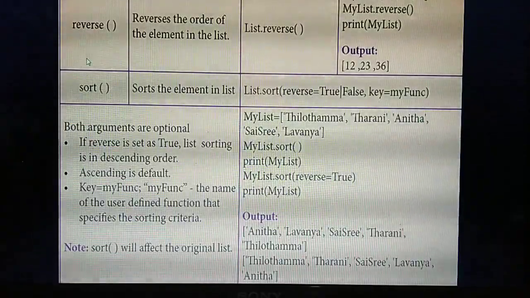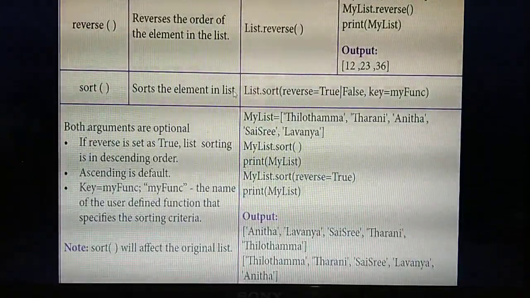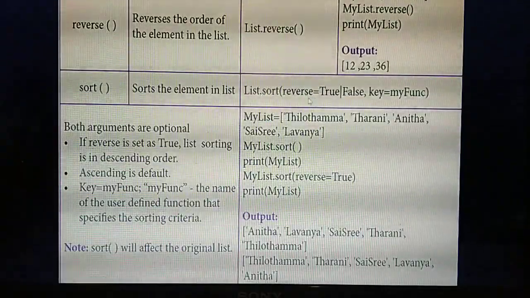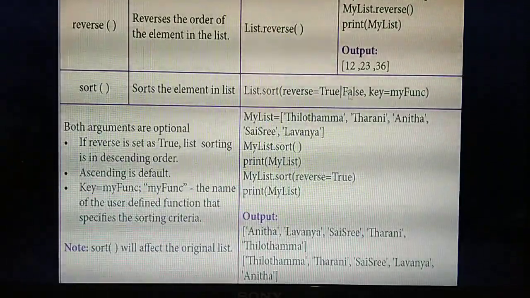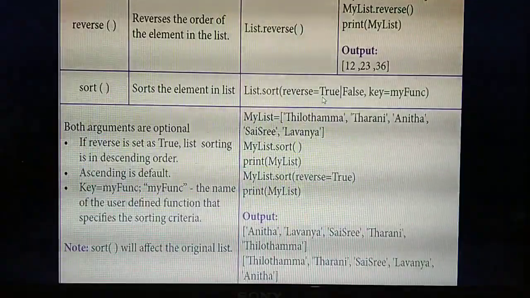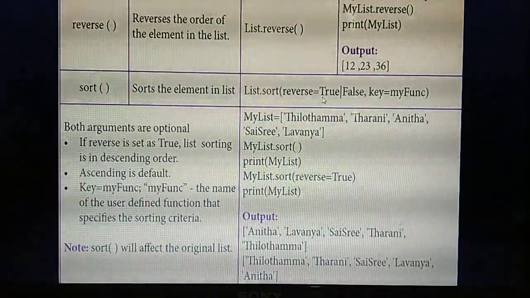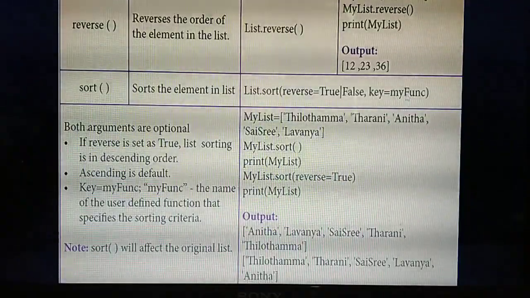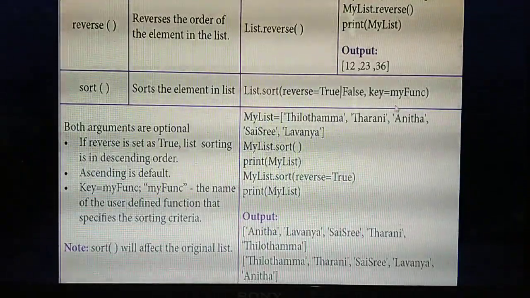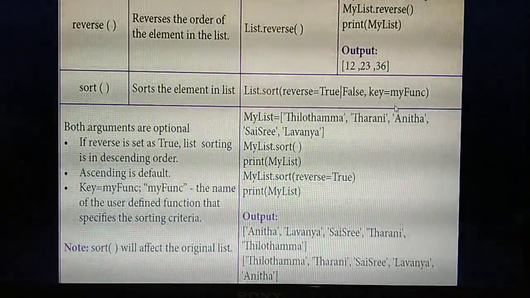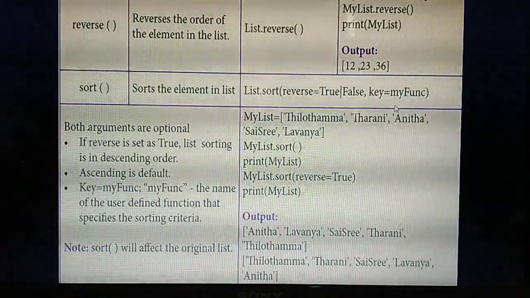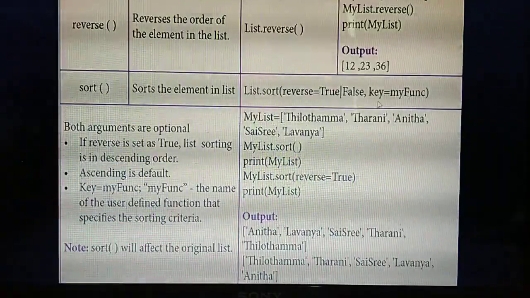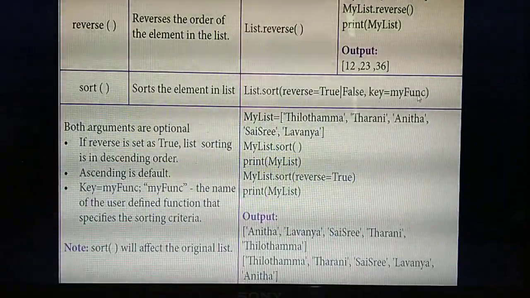Okay, for that, listen, what's the syntax? The name of the list dot sort, and inside you can give reverse equal to true or false, and then key equal to my function. Okay, so that's optional. I'll explain, but first study the syntax: list dot sort, reverse equal to true or false, comma, key equal to my function.